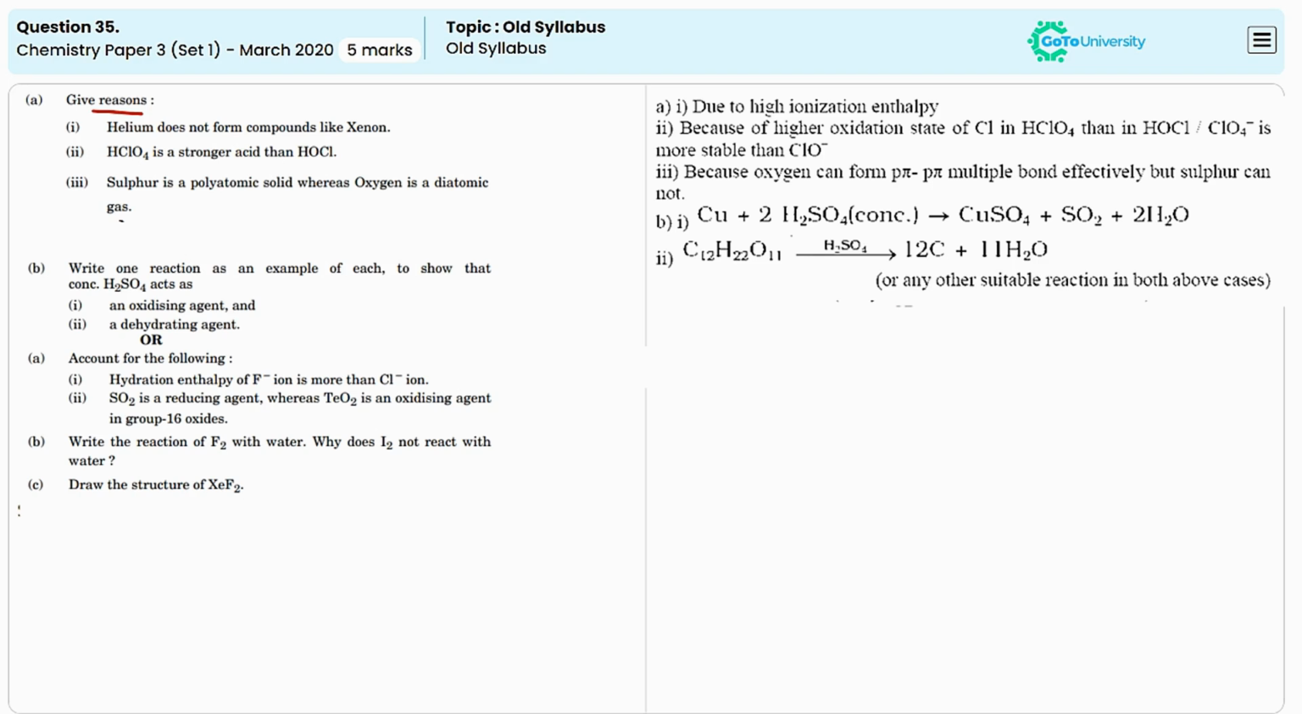The second statement is given as HClO4 is a stronger acid than HOCl, because in HClO4 chlorine is in a higher oxidation state than that of HOCl. And one more thing, ClO4⁻ is more stable than ClO⁻. So we can say HClO4 will be a stronger acid because the oxidation state of chlorine in HClO4 is +7 and that in HOCl is +1.